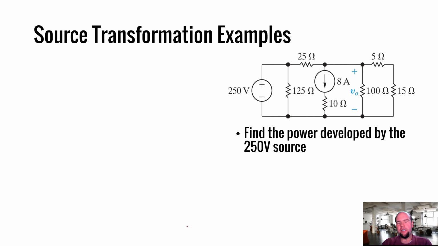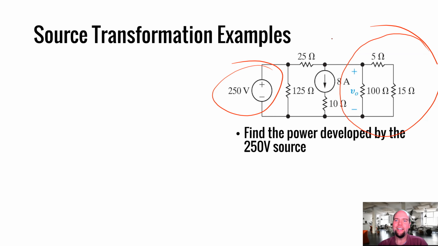All right, find the power developed. Let's do an example. Find the power developed by the 250 volt source. So the 250 volt source is what I care about. I'm going to try to find the current flowing through the 250 volt source. That's the way to find the power. So I am going to leave that 250 volt source alone for now. I'm not going to transform it away. I'm going to leave it untouched, and I'm going to start on the other side of the circuit, working my way through it.